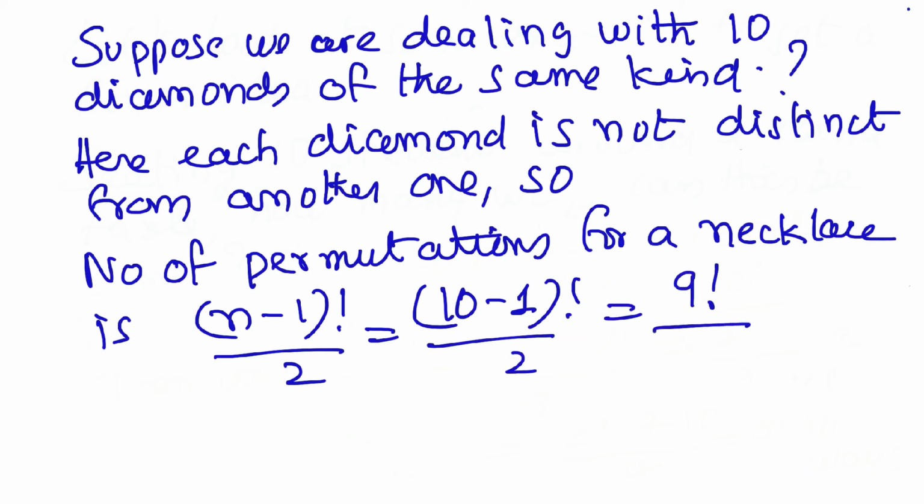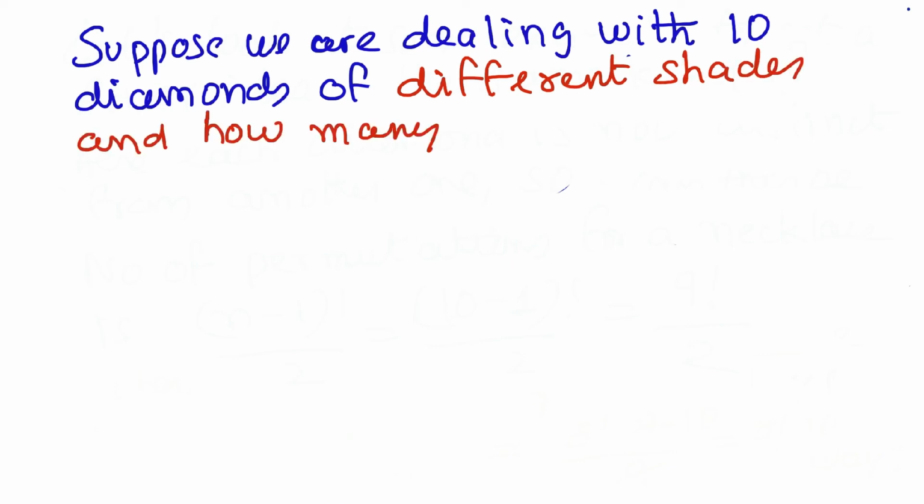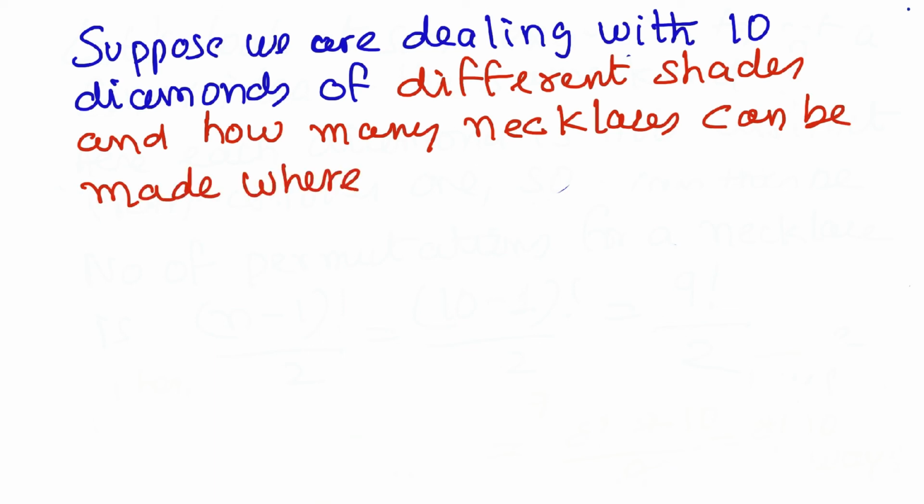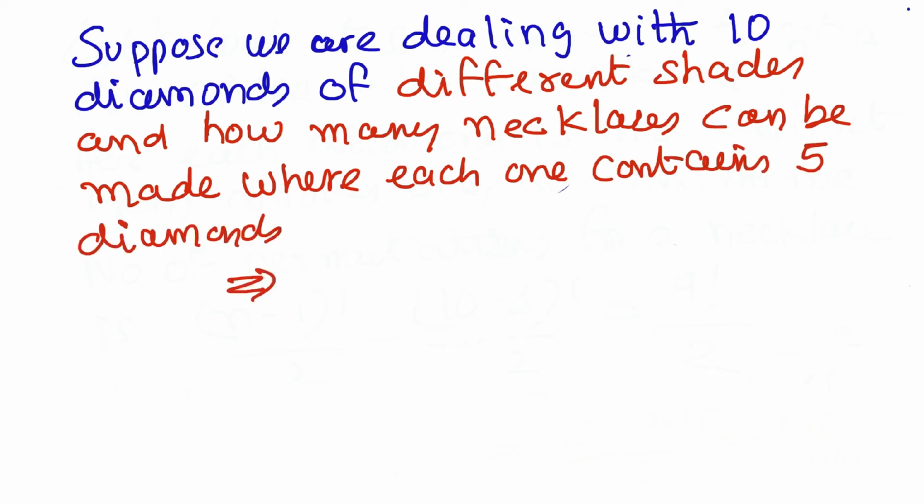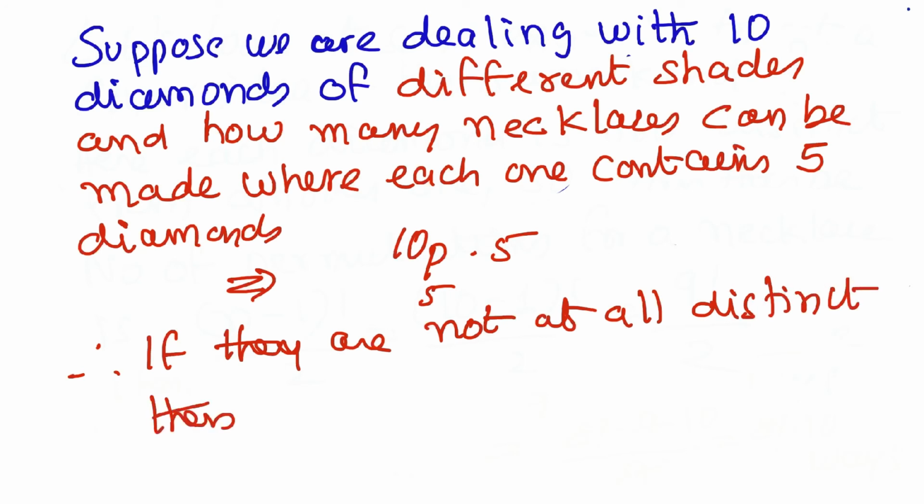Now let's bring in a simple twist. What if these 10 diamonds are having different shades, which means something like a sparkling effect. One diamond's sparkling effect, or shade of color, is quite different from the other diamond. Naturally, in such a case, we are dealing with distinct objects. And what if we are looking at how many necklaces can be made where each one contains 5 diamonds? Then the equation would be 10P5 divided by 5. Note that if the problem was dealing with diamonds of the same kind, then naturally it will be 10P5 divided by 2 times 5.